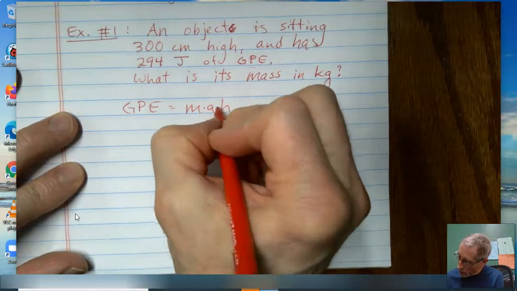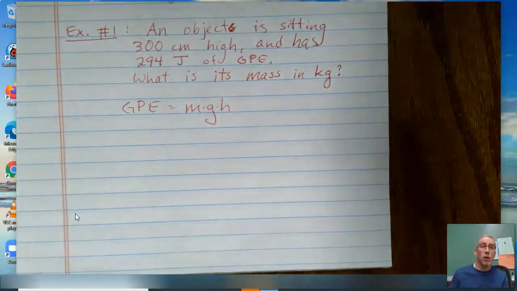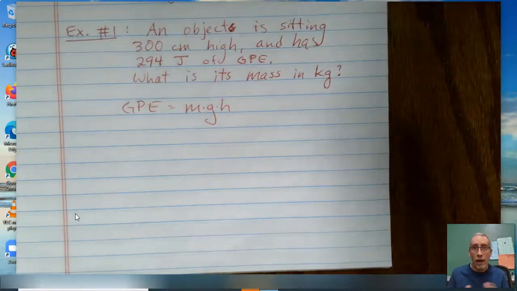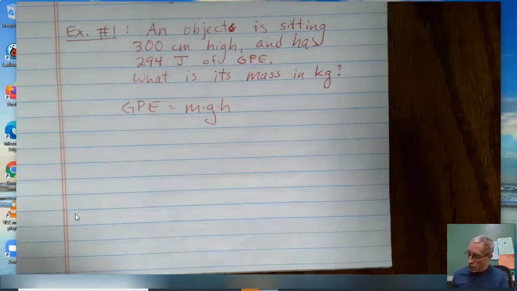If it helps you to put little dots in between, you can. That's just a reminder that you're multiplying. But you should have learned in math class that if you don't write any operation between 2 letters, you are implying that you're doing multiplication, right? Okay, so here's step 1.